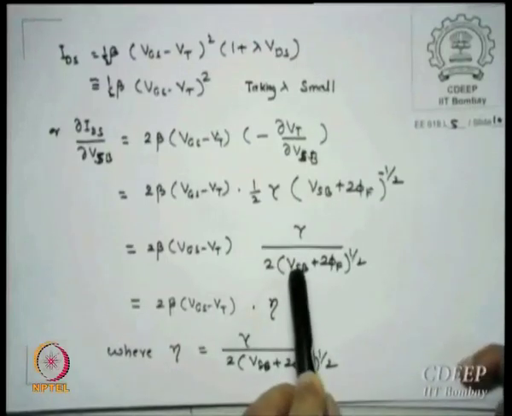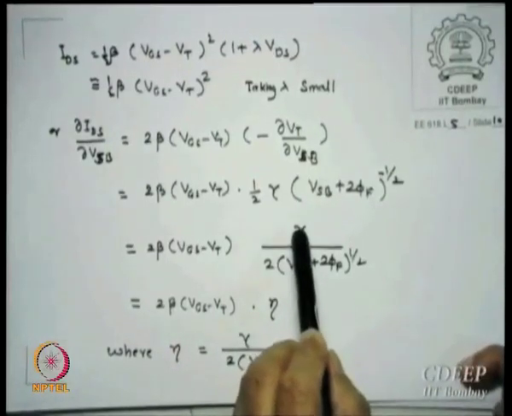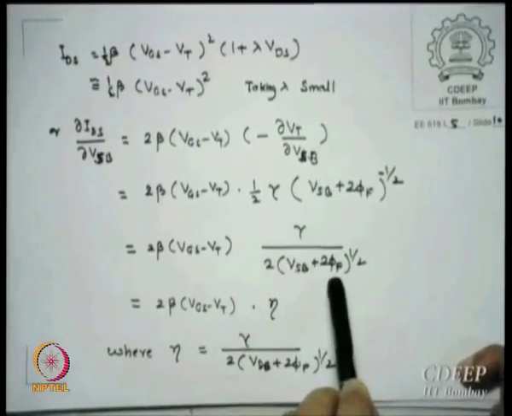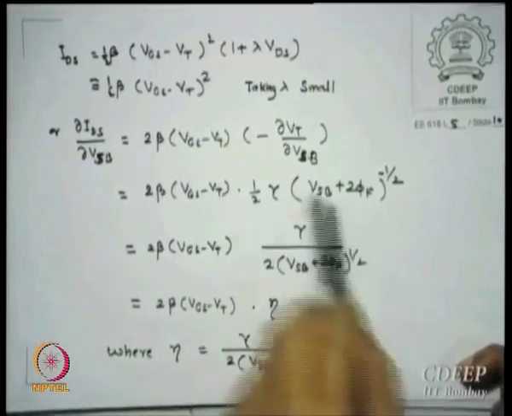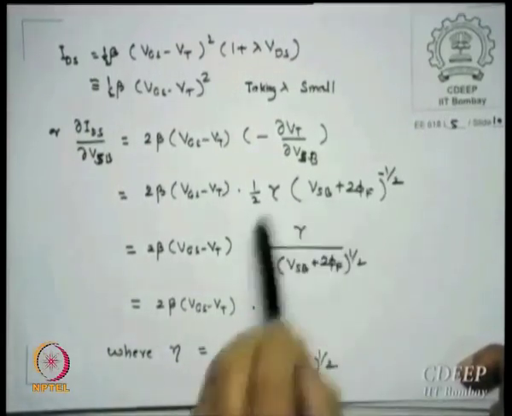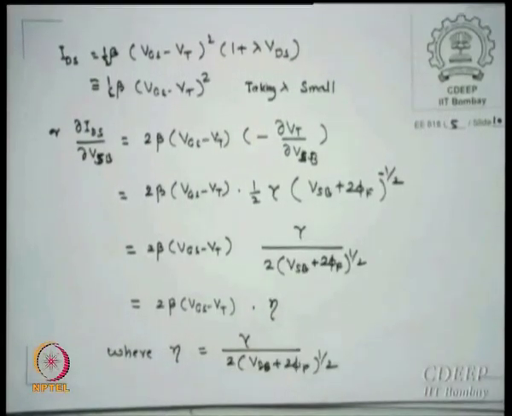For a given VSB, gamma is only a function of COX and doping. This is only a function of doping. So eta is some constant you have. And what is eta's importance? It takes care of what? VT variation with substrate bias. You are worried that if substrate bias indirectly also appears, VT is going to be affected.